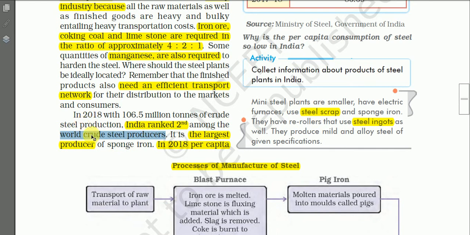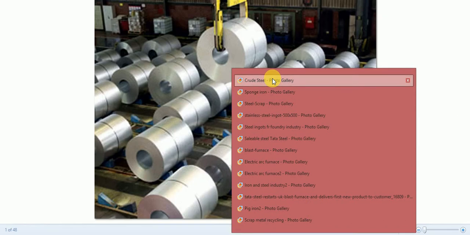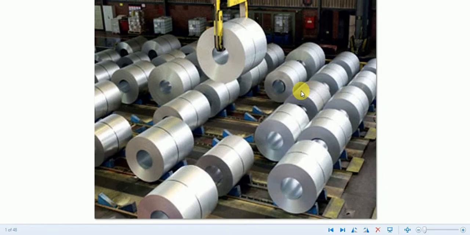So crude steel, I will show you one photograph. Actually this is a photograph showing crude steel. From it, different other materials, machinery and tools and implements will be made. It is also known as soluble steel. So this is the example of crude steel.